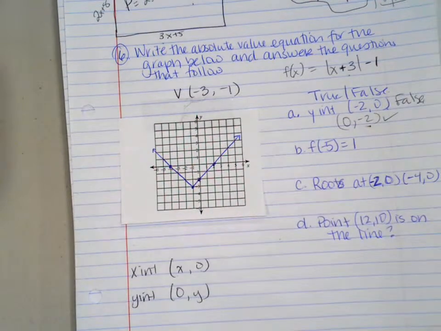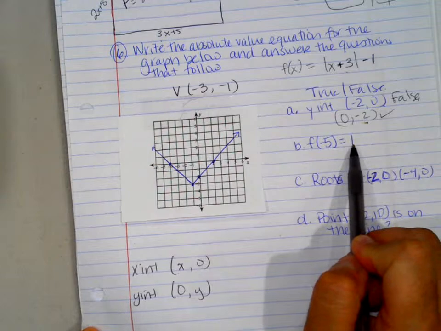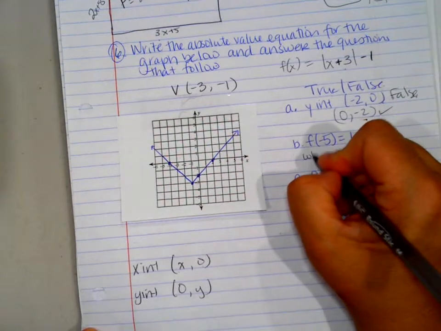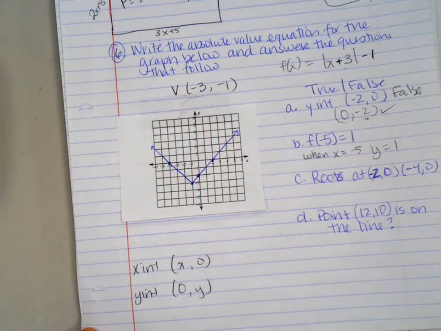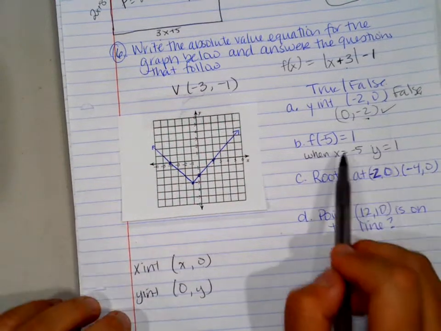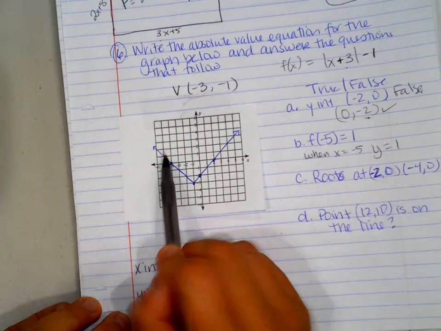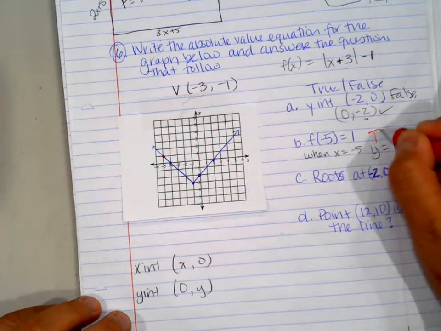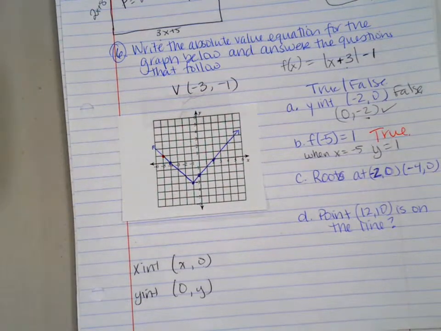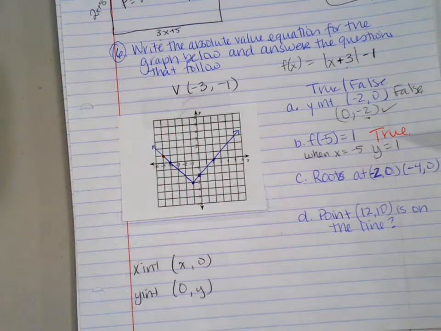Careful with that. Okay? f(-5) equals 1. Okay, what this says in English is when x equals -5, y equals 1. So let me see. When x equals -5, here's where x equals -5. Does y equal 1? Why, yes, it does. Here's -5. Here's 1. It's right there on the line. That guy right there is true. Okay? If you don't like it that way, you can plug it into your equation and see if it comes out equal.